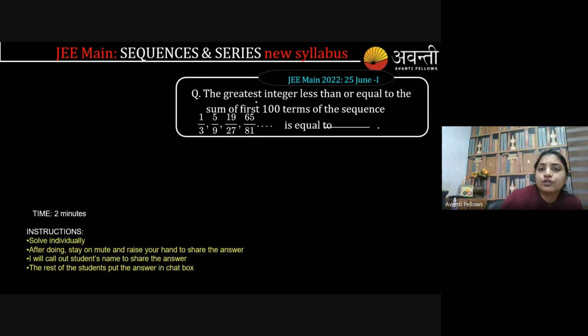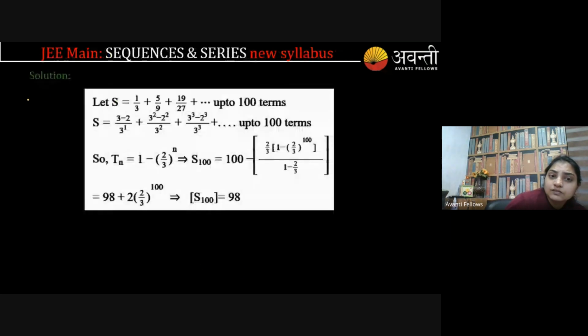So see, what the question wants to ask is the greatest integer less than or equal to the sum of the first 100 terms. The question gives us 1/3, 5/9, 19/27, 65/81. I need to calculate the sum of these terms. Agree? Yes, ma'am. So if I rewrite it this way, (3 minus 1) divided by 3 raised to power 1, (3 square minus 2 square) divided by 3 square, and so on, we can see that 1 is there and the rest you are having is 2 by 3 raised to power n, right?